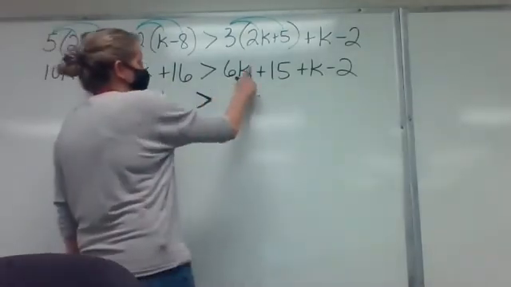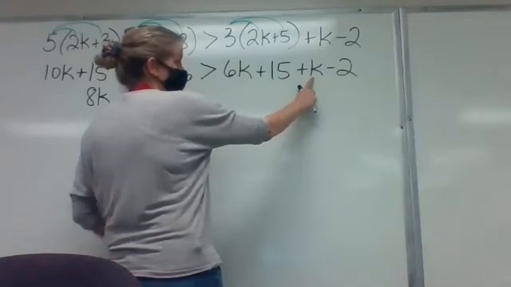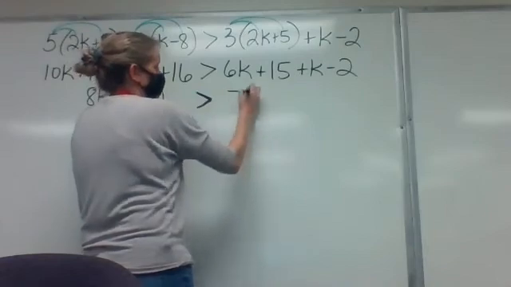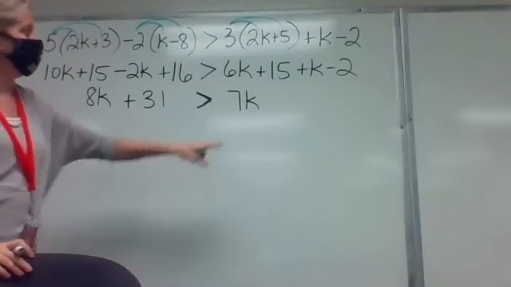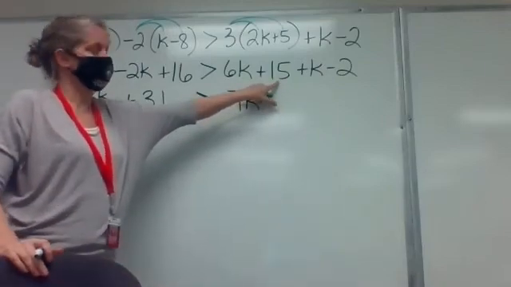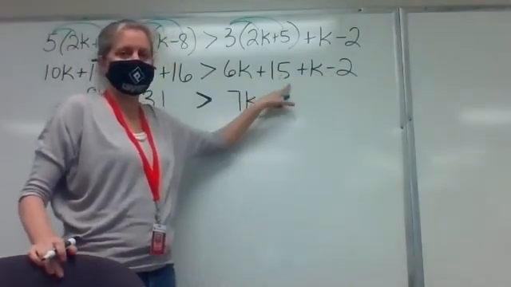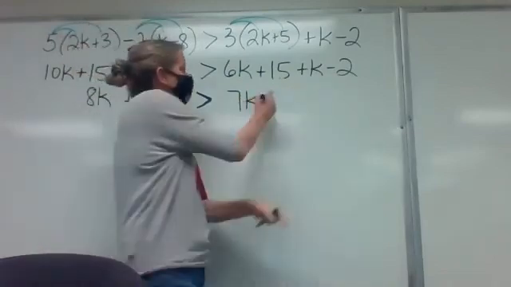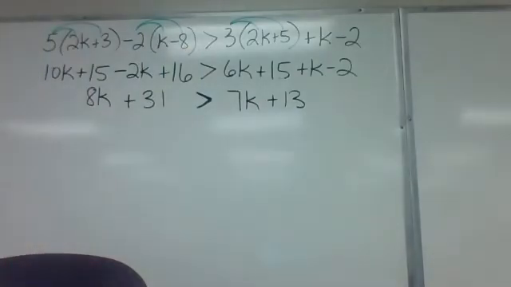Let's see, who can I put with this 6K? Any other Ks over here? Well, here's 1. So if I put it with the 6K and put those together, I actually have 7Ks. And are there any plain numbers to put with the 15? Well, here's one. So I can put the 15 with the minus 2 since they're on the same side of the symbol together, which gives me plus 13. So that cleans it up a lot just by putting the like terms together.